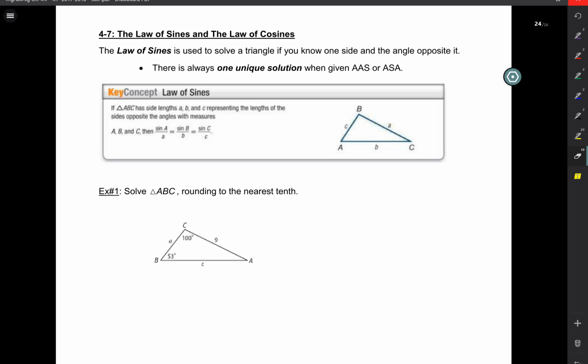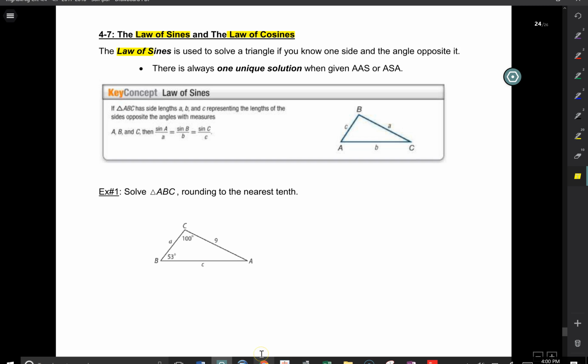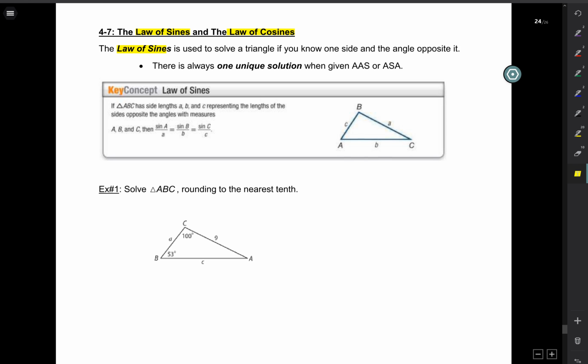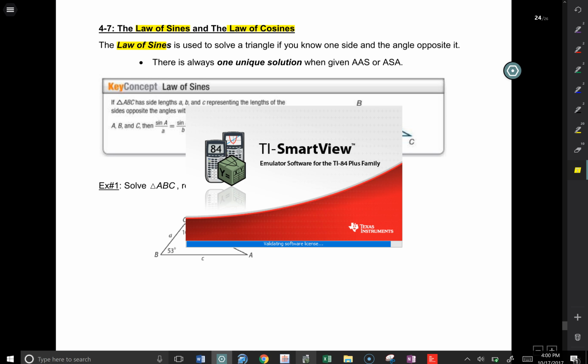Hi everyone, today you're going to learn about the law of sines, and then afterwards, in the following class, we're going to talk about the law of cosines. So the law of sines is useful when we have to find missing parts of triangles.